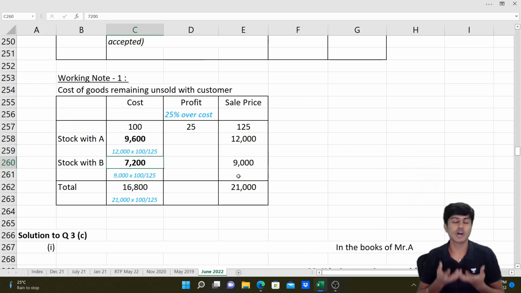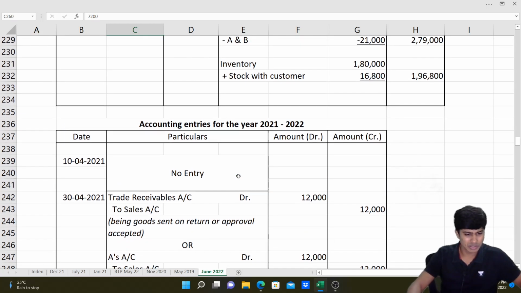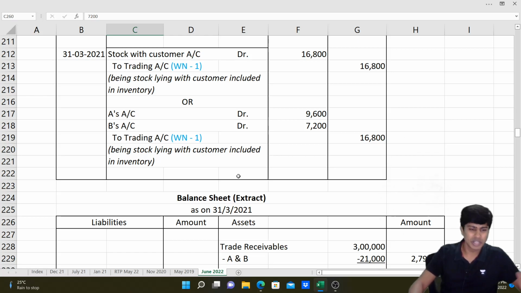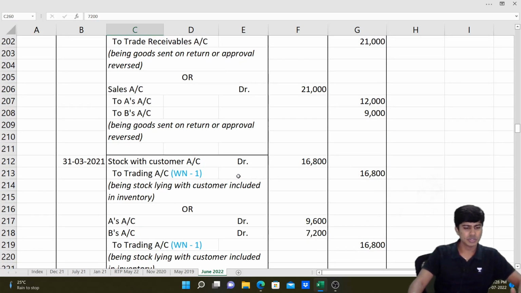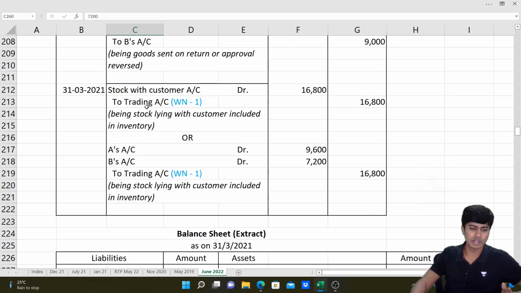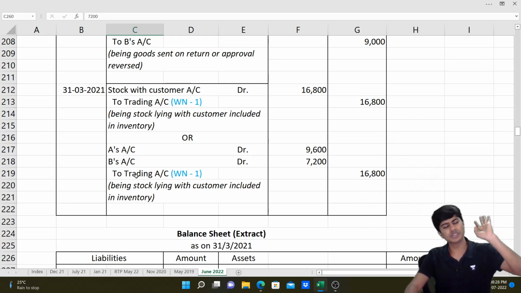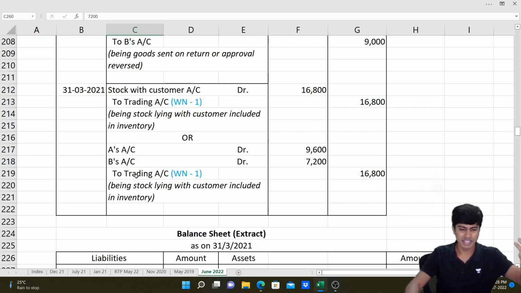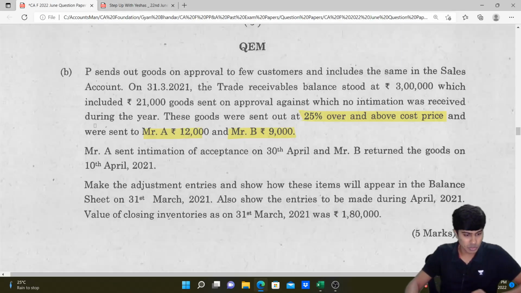So much our closing stock will increase, so stock account will be debited, credit will be given to stock with customer account, or you can write trading account also, that also will work. So the entry will be stock with customer account debit to trading 16,800, or you can write individually stock with A, stock with B, 9,600, 7,200 to 16,800. This is the entry.